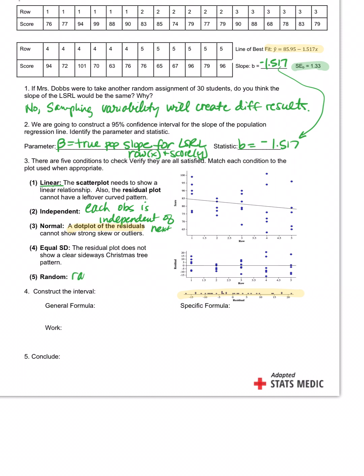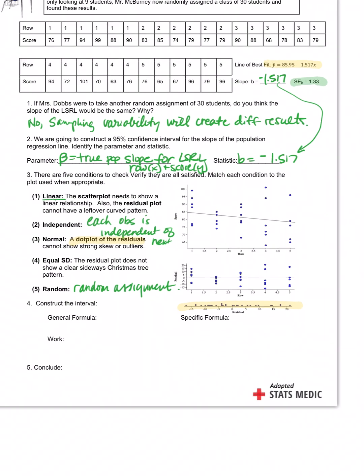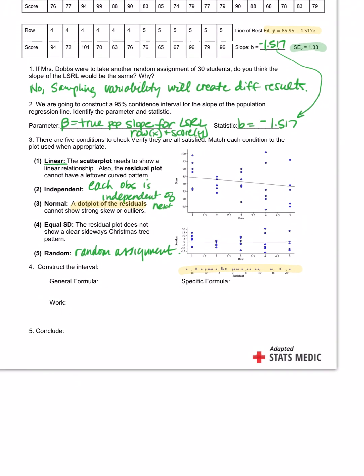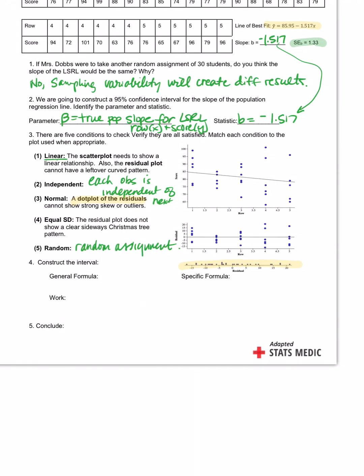So I would put in here random assignment. Okay? So that's the conditions. You will get more practice with that as we go along. But you can see that took 3 different outputs, right? 3 different graphs to look at. So that's kind of why you're going to see your packets are thicker, because you're going to be given all that stuff. And you're going to be given all these output tables with all your values. You just have to find what you need out of it, okay?